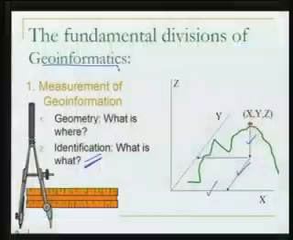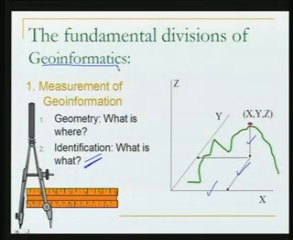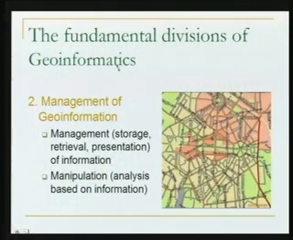Well, the second aspect of geoinformatics, because I was saying that geoinformatics has two fundamental divisions. One is the measurement of geoinformation. The second one is, well, take it like this. We have measured the geoinformation. We know the x, y, z coordinates of a particular feature. We also know what the feature is. But what to do with this information? So the second aspect of geoinformatics is management of geoinformation.